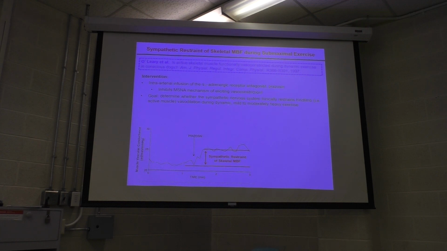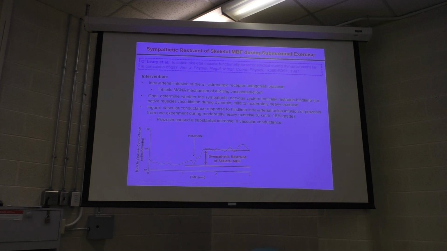Okay, yeah, so they wanted to see whether the sympathetic nervous system tonically restrains active muscle blood flow, because it doesn't really make sense, right? Why would the sympathetic nervous system be trying to constrict blood flow into an active muscle? And so basically they inject prazosin. Right, so this figure is vascular conductance within, I think, one of the muscles that's active. And they were injecting this just into that hind limb. I showed you all the different intensities on the previous slide, so this is just during the moderately heavy exercise.